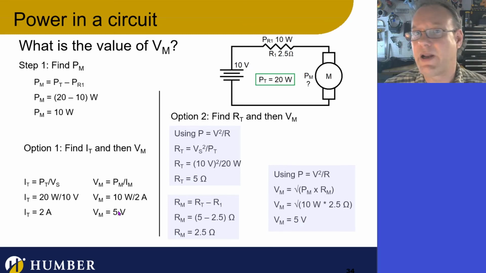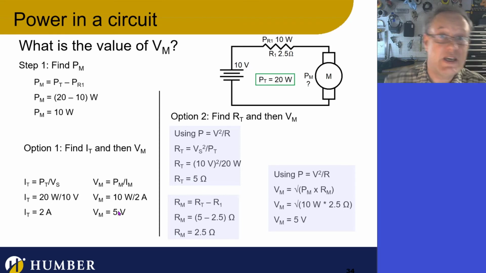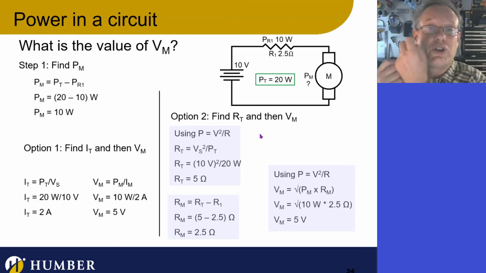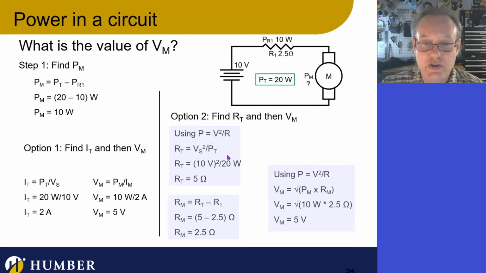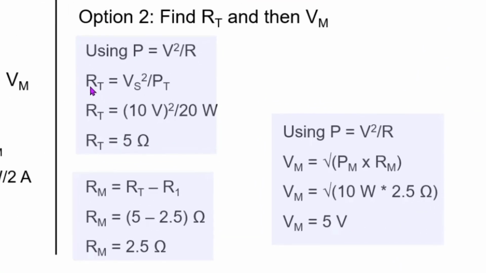Now, there's a third way to do this, and I wanted to highlight this one because, again, we've got some proper mathematical documentation in here, and it's just the use of the other power formula that we haven't touched yet, which is P is V squared divided by R. So in this case, I'm going to find the motor voltage, the voltage drop across the motor, by using the power is V squared over R. In this case, the total resistance of the total circuit is going to be the voltage squared of the total circuit divided by the power of the total circuit.